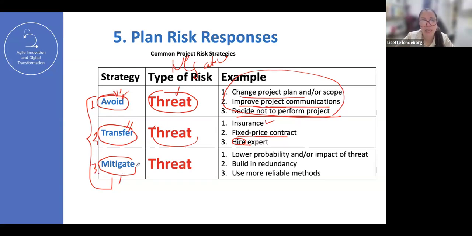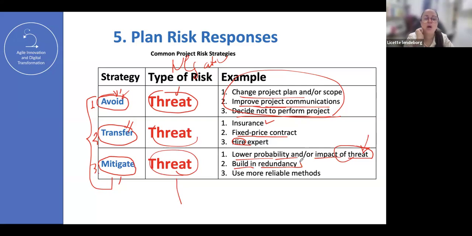Mitigation, what is that? Mitigation is when you reduce the probability or reduce the impact. So this is another strategy to respond to a negative risk. Example, lower the probability and impact of a threat. This is the negative event.